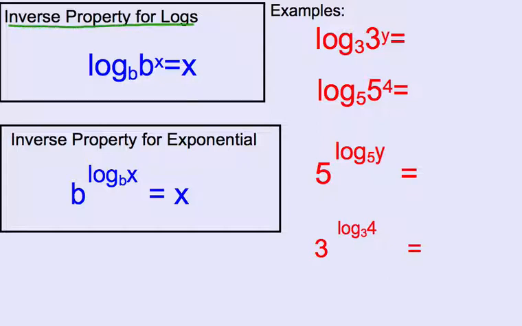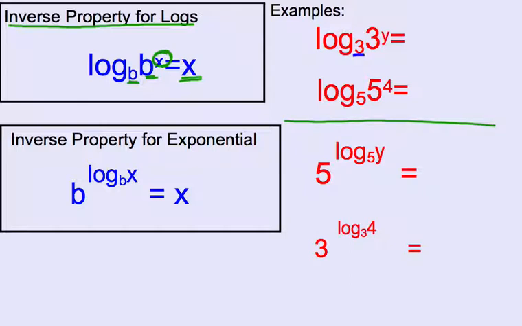So if you have a logarithm of some base and then an exponential of the same base, what happens is they cancel each other out, and you're just left with whatever that power is as your final answer, and it doesn't become a power anymore. So I have two examples here in the red. Talk about the first one.